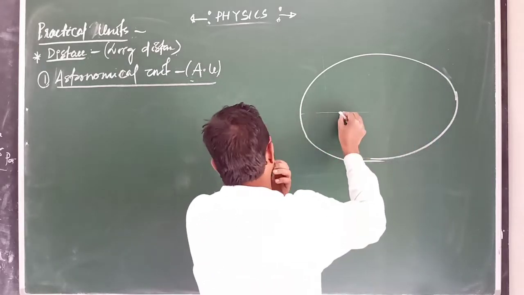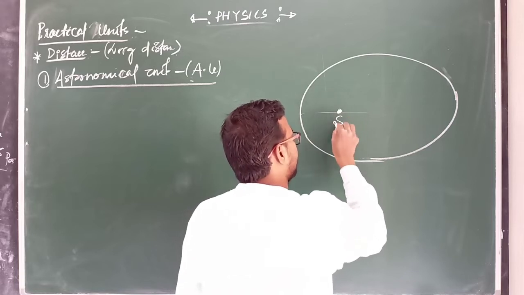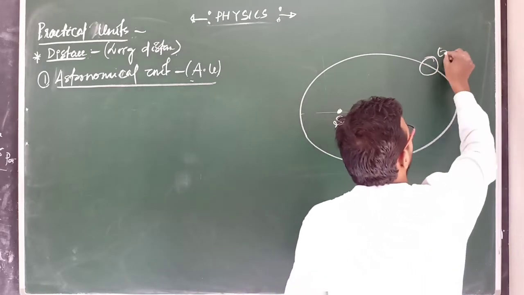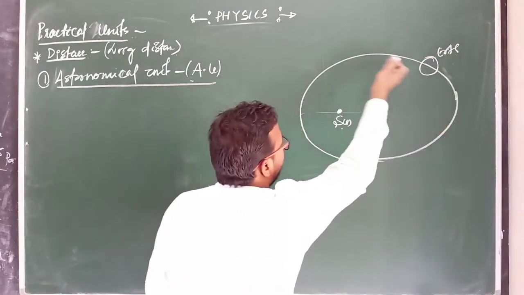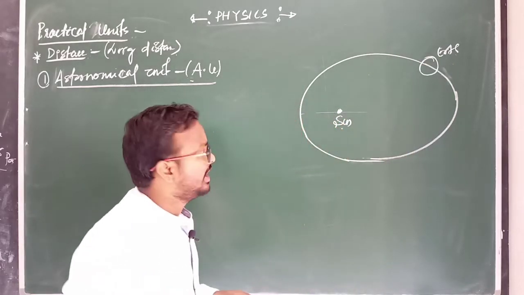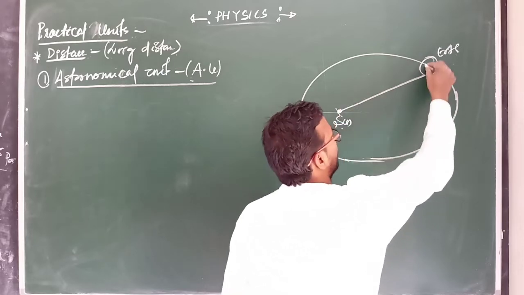We will discuss this in the chapter gravitation. Suppose this point represents the sun, and this is earth. Now earth revolves in an orbital path, or elliptical path, around the sun. Now this distance is known as the distance from sun to earth.